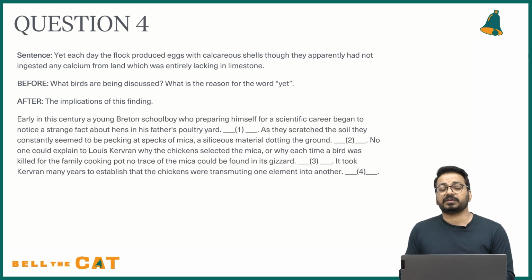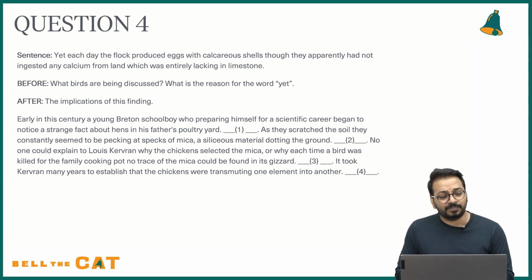Now if I go to the paragraph. Early in this century, a young Breton schoolboy, preparing himself for a scientific career, began to notice a strange fact about hens in his father's poultry yard. So straight away this sentence is some part of the before information given. Yes. What flock are we talking about? Hens. Is the information as to why it is yet, and why these calcareous shells are being produced, given there? Is there a justification for yet? No. So option 1 can be eliminated.